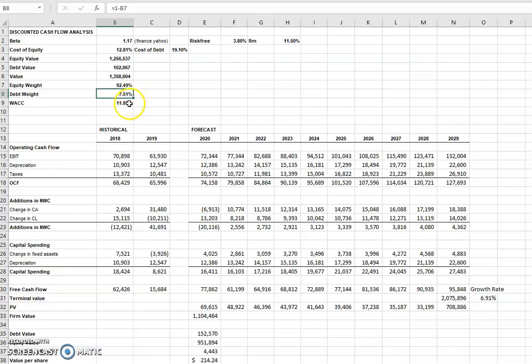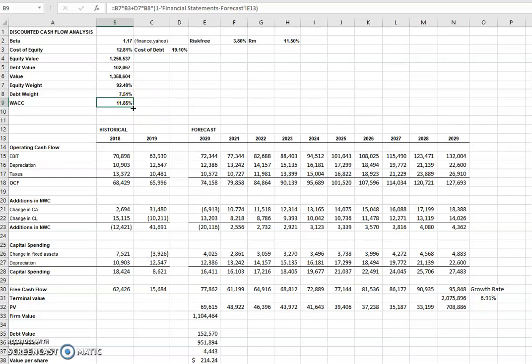Lastly, we calculate the WACC. This is the discount rate we use to value the business. The previously stated WACC of 11.96 was calculated before we finished building our final spreadsheet. You can see here that our final calculation yielded a WACC of 11.85.